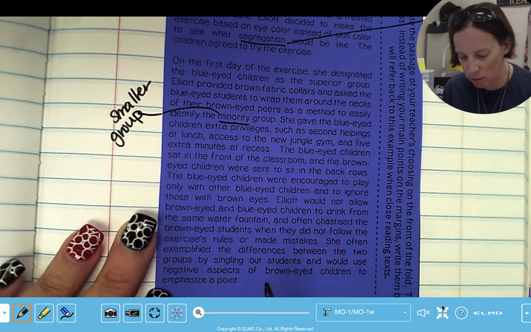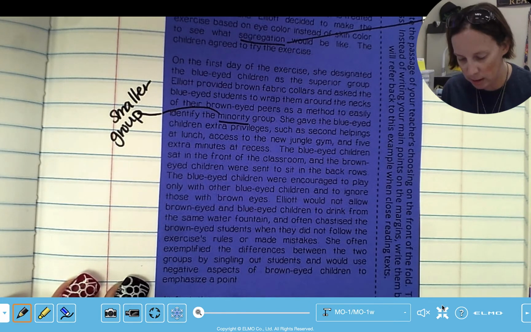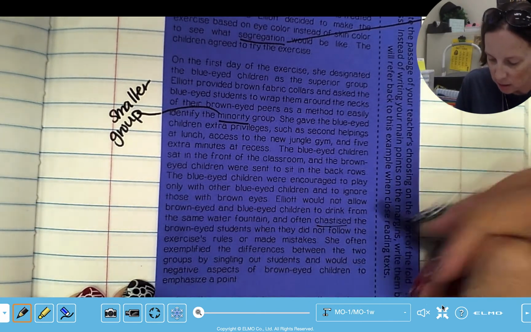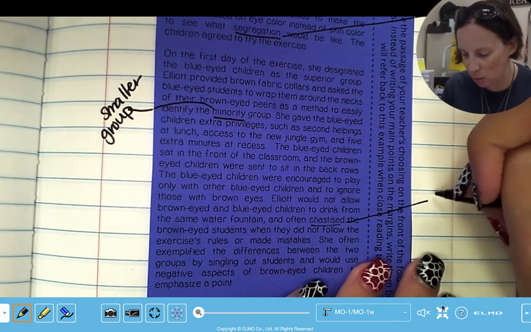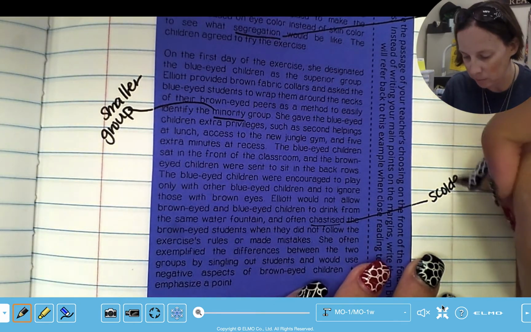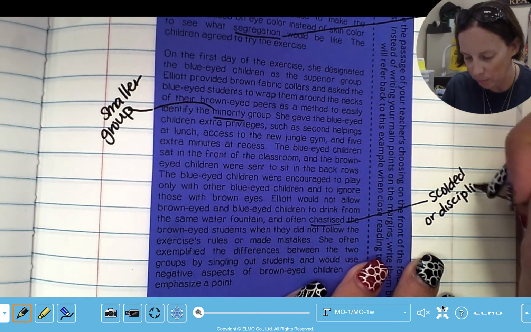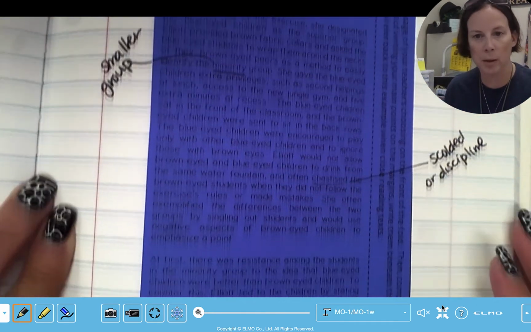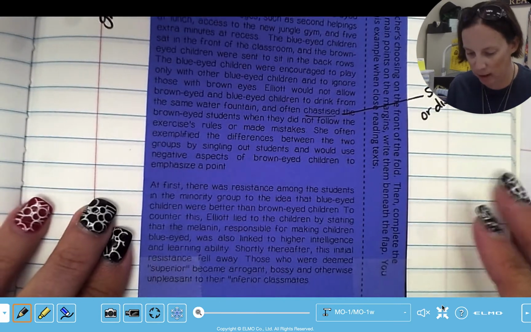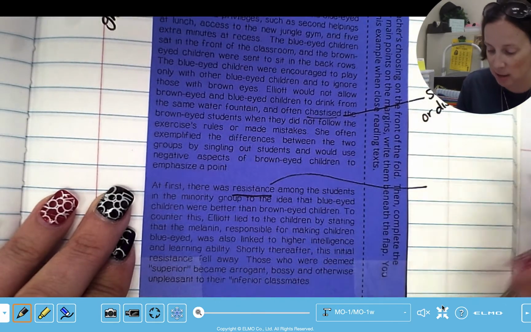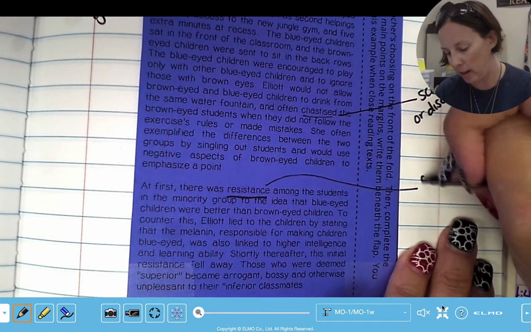We also did chastised. And we said like that was scolded or disciplined. Okay, and then we went down to the last paragraph and we did resistance, which we talked about yesterday in class. Okay, so fighting back.